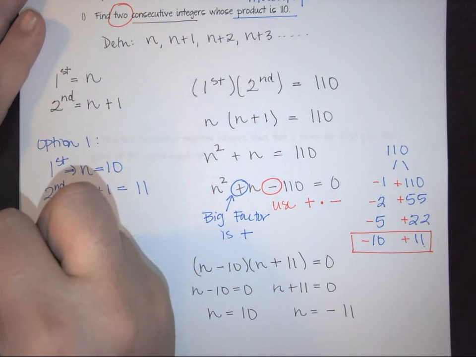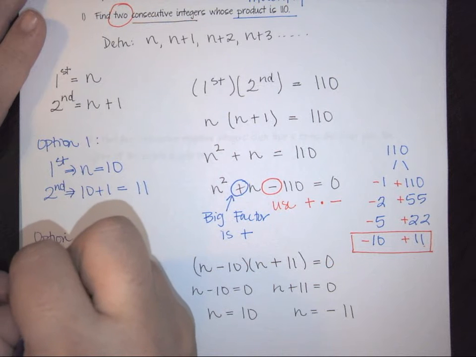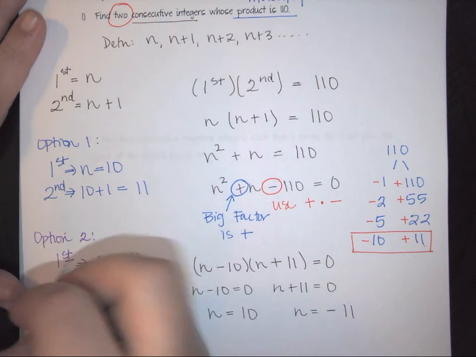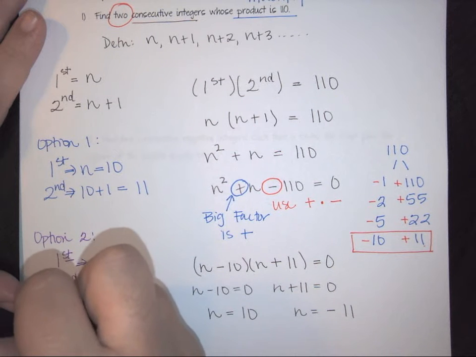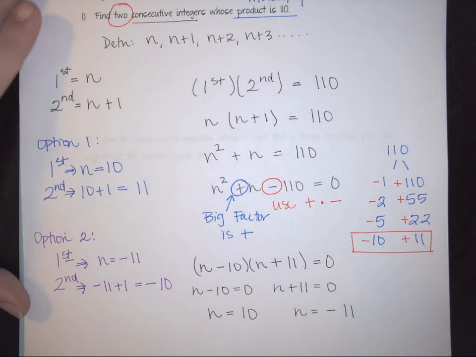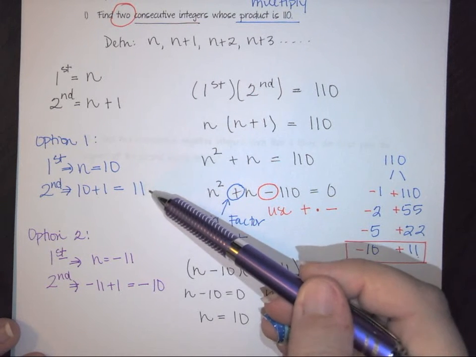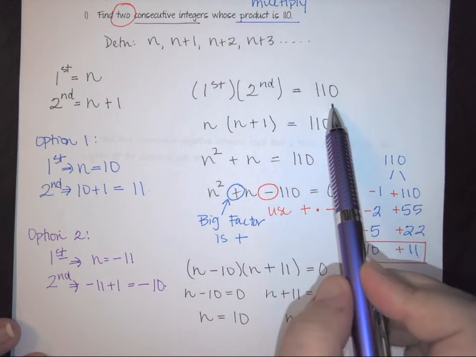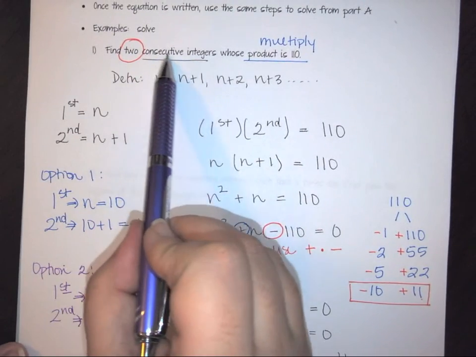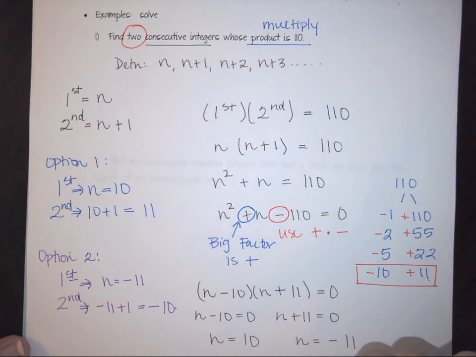I then have option 2, which says if my first number is that n equals negative 11, then my second would be negative 11 plus 1, which equals negative 10. In both scenarios, whether you have positive 10, positive 11, or negative 11, negative 10, you both come up with 110 as an answer. Now, since your sentence here does not specify positive or negative, both solutions are required.